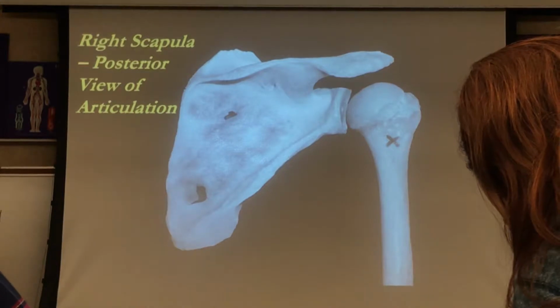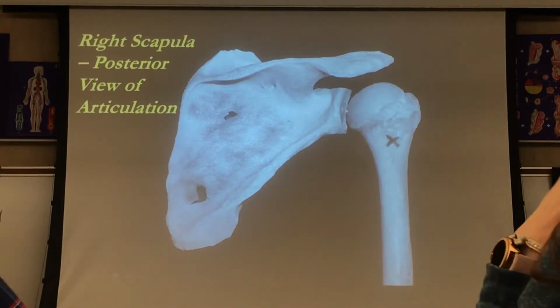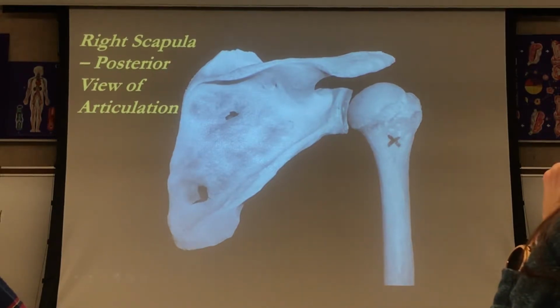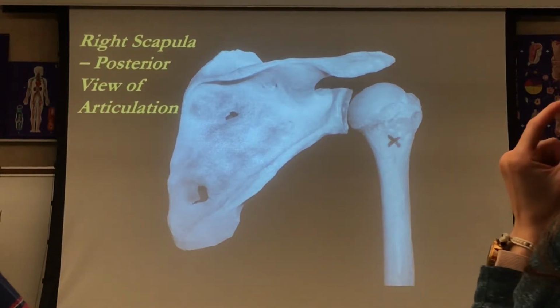Where should we write medial? Number 13. This is the head going medial. If this glenoid cavity is going lateral, this head is pointing medial to meet it. Everybody see that? The head of the humerus is medial.